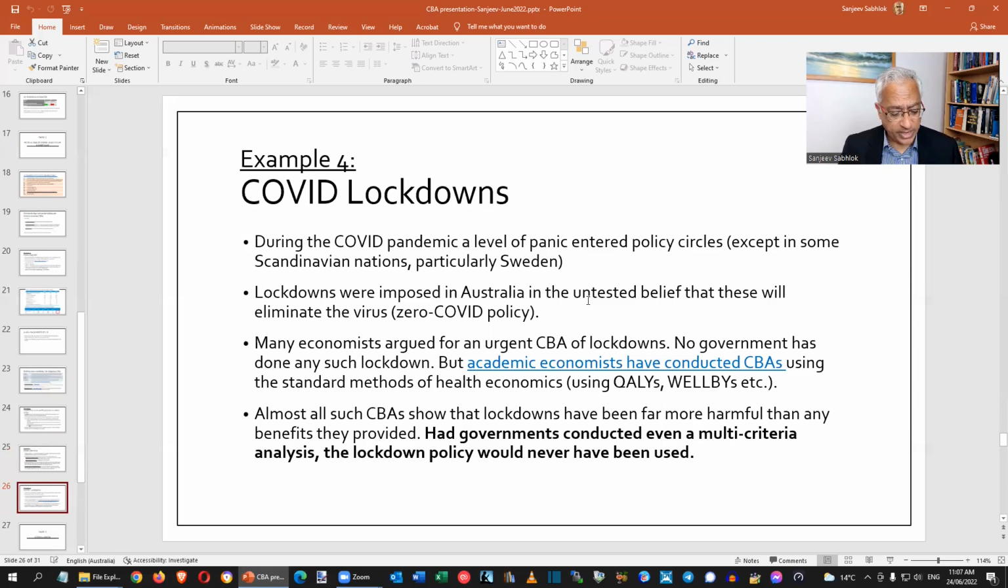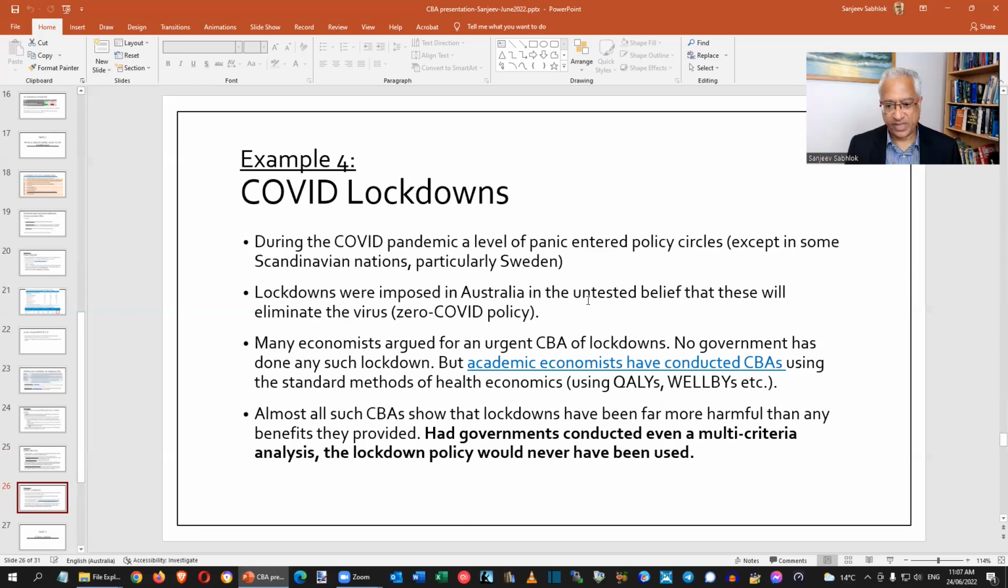And so what has happened is a lot of academic economists have conducted CBAs, including Martin Lally for New Zealand, for Australia. There are others across the world who've done it for Canada, for USA and other countries. And the recent one, of course, that I helped Gigi Foster do for Australia is very comprehensive. So what we've done, and the academic economists have concluded, is that in the CBA, the lockdowns are far more harmful than any benefits they provide.